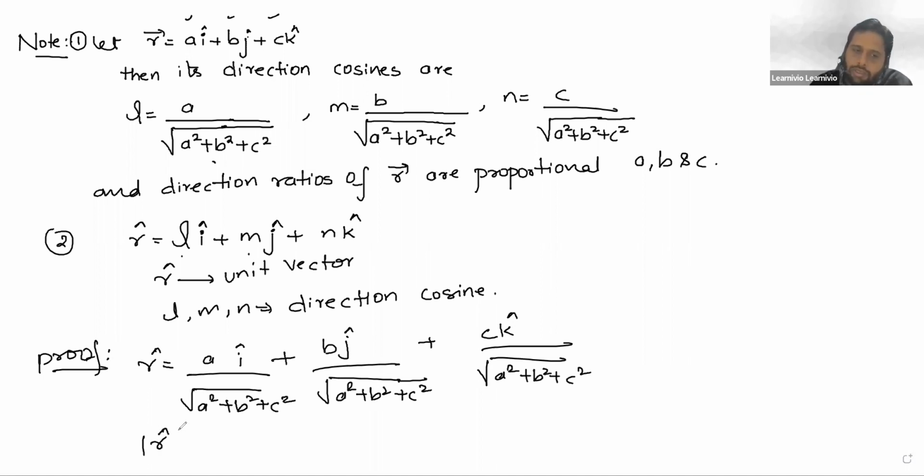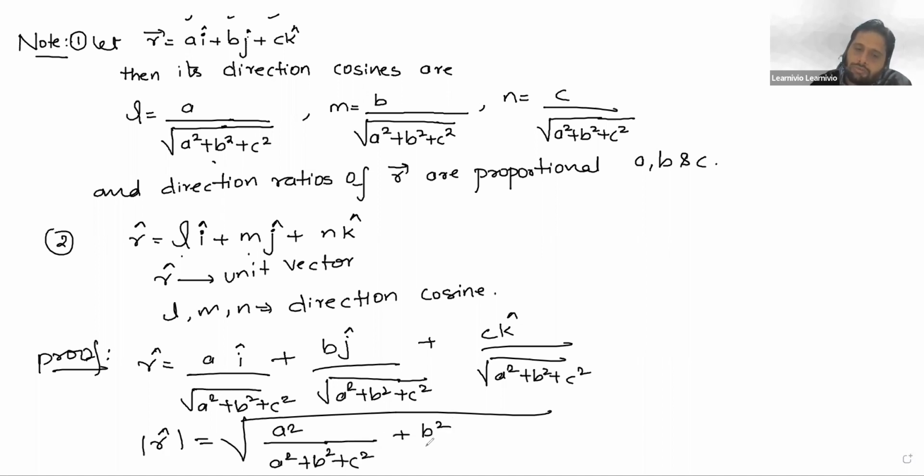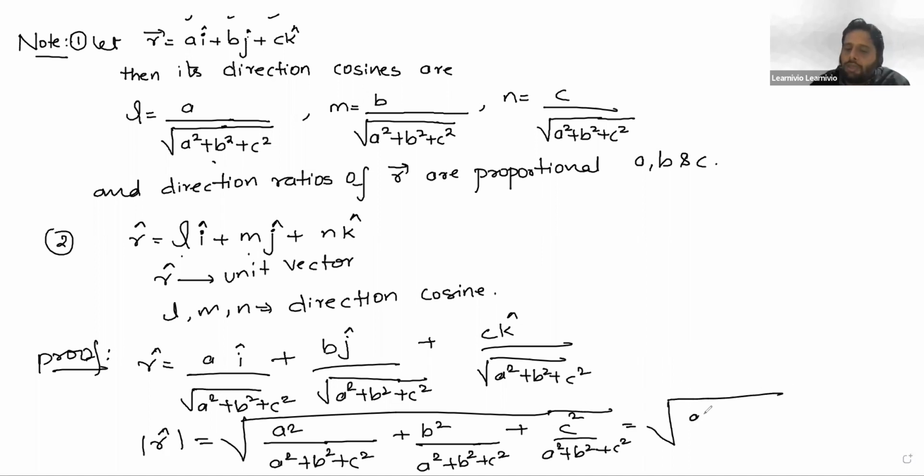Now what is the magnitude of r cap? Under root of the sum of squares: a square by a square plus b square plus c square, plus b square by a square plus b square plus c square, plus c square by a square plus b square plus c square. The denominator is the same, and in the numerator you get a square plus b square plus c square. So these cancel out, and you get under root 1, which is equal to 1.